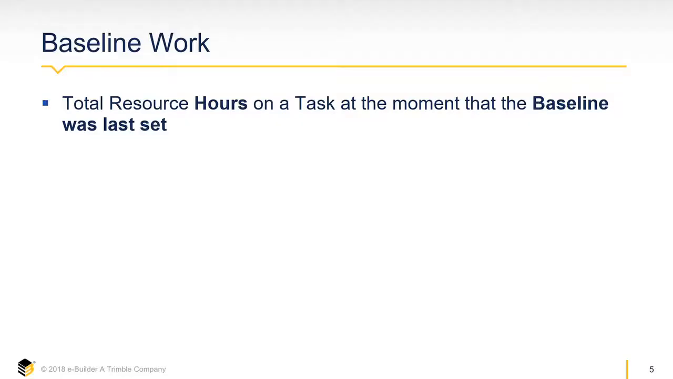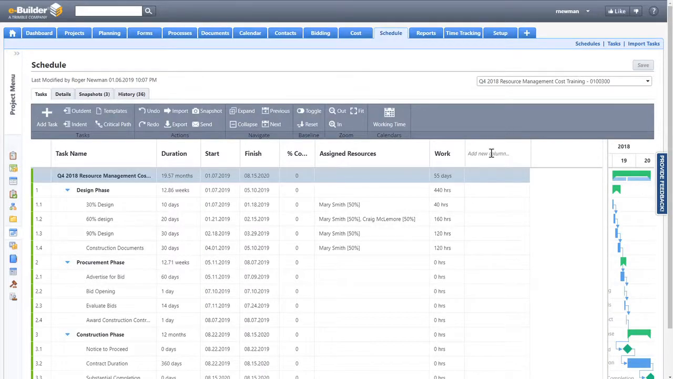The next column that I want to talk about is called baseline work. And what baseline work represents is the total resource hours on a task at the moment that the baseline was last set. In eBuilder, let me add the baseline work column. And you'll see that it has 0 hours for all these tasks. So the last time the baseline was set on this project, there were no resources assigned to any task.